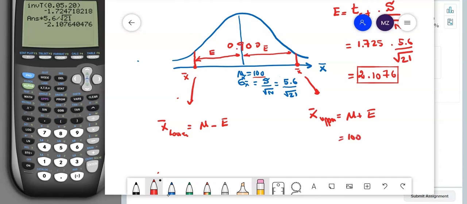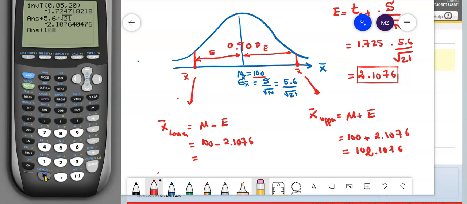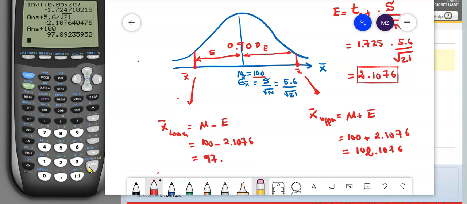So that's it. This is going to be 100 plus 2.1076. This is going to be 102.1076. I'll round it later on. And this one will be 100 minus 2.1076. This is going to be 97.89235. All right, so I have the two answers.